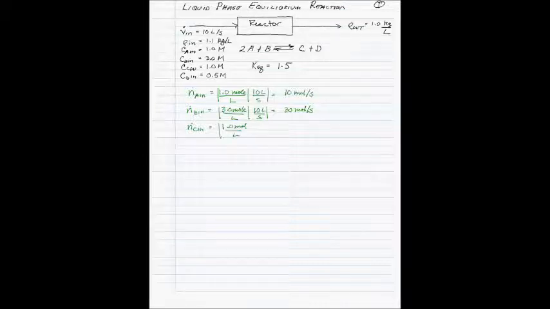Similar calculation for B would give us 30 moles per second. And for component C, we'll have 10 moles per second. And finally, for component D, we will have 5 moles per second.